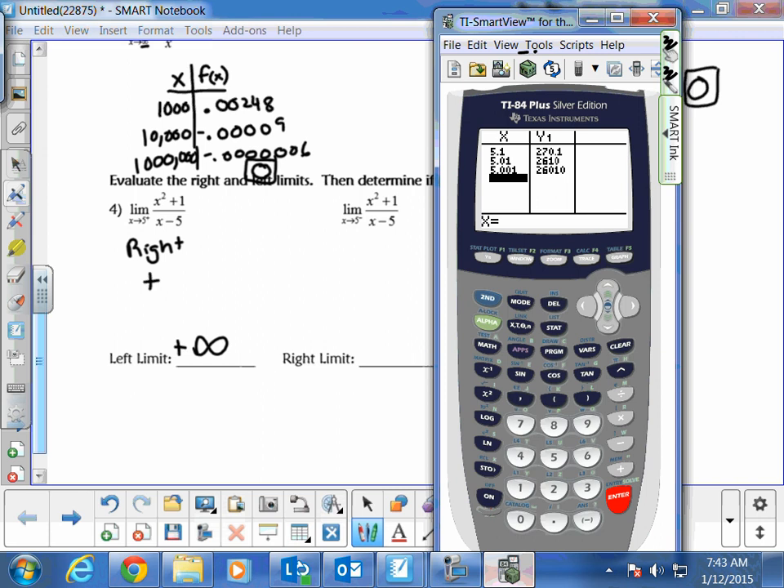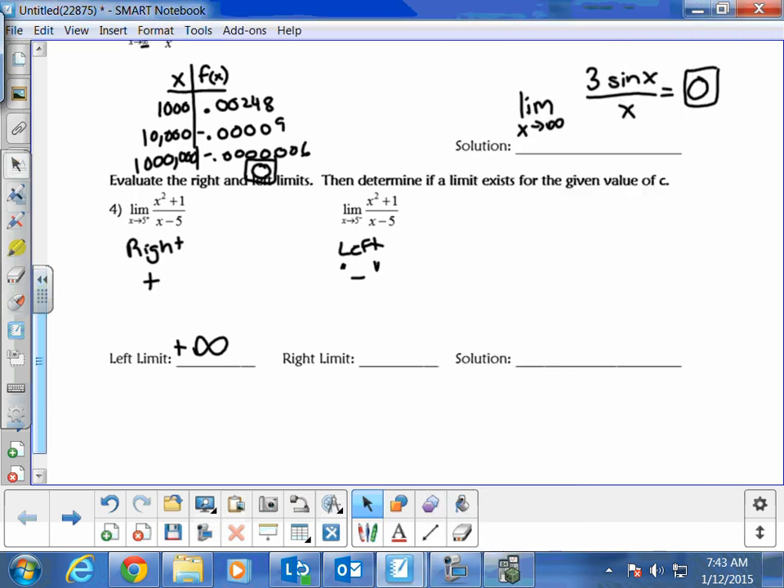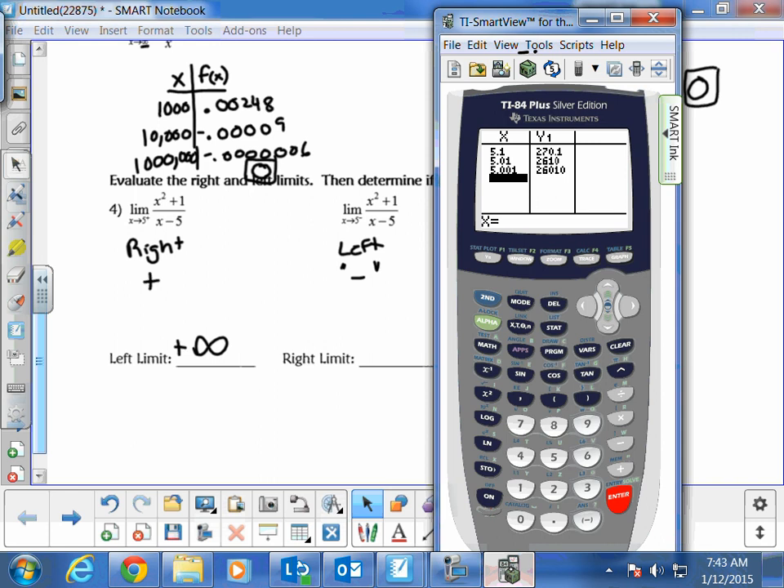Now, let's go ahead and see what's going on from the left side. The reason being is because that is a negative. That's how I know it's from the left. So from here, I'm now going to put in values like 4.9.